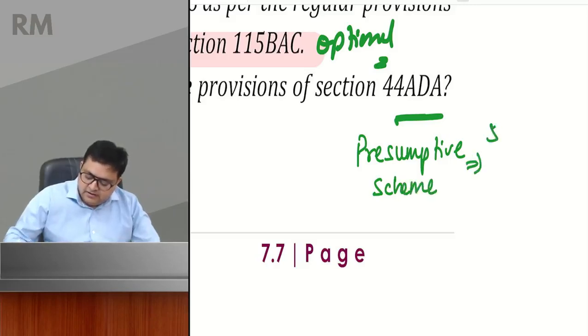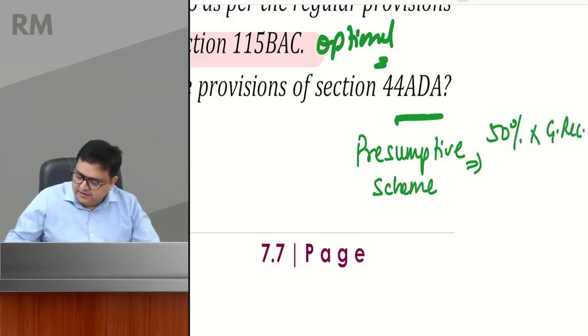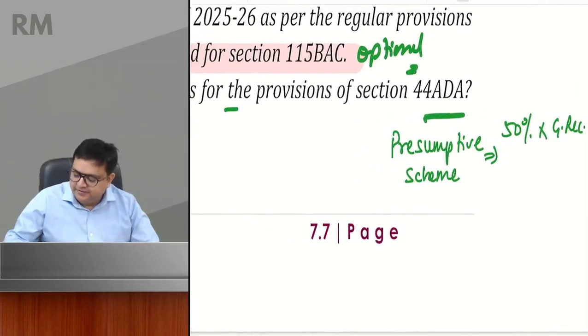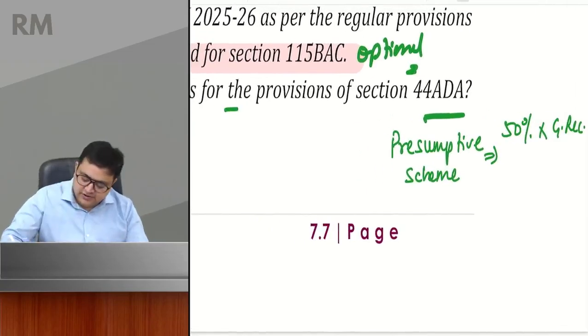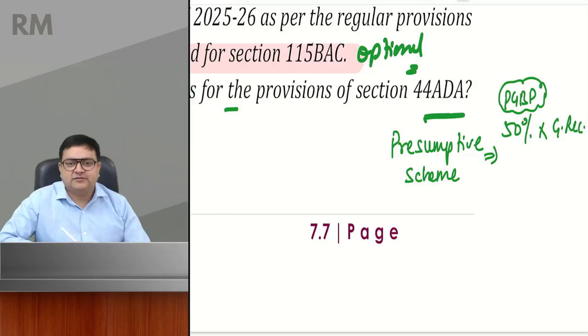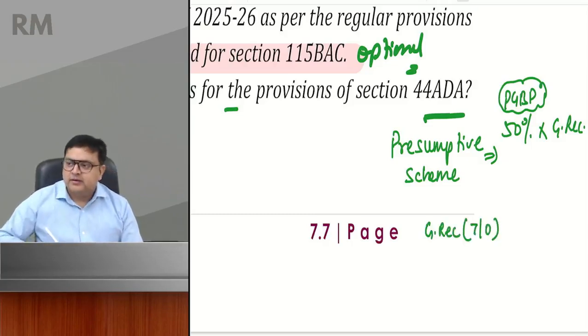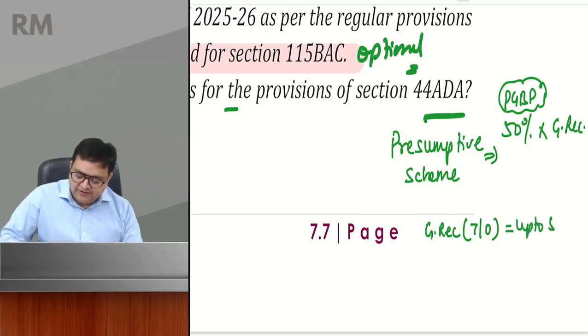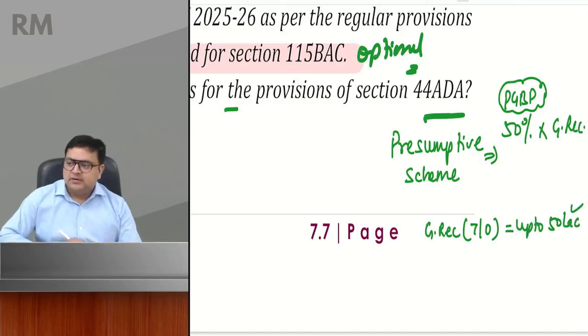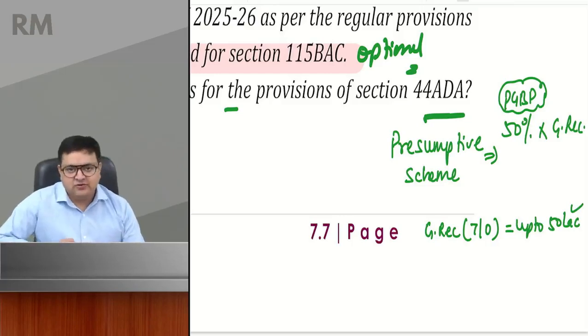where we take 50% of your gross receipts as your PGBP income. Your presumptive PGBP becomes 50% of your gross receipts, provided your total gross receipts, which is nothing but turnover, is up to 50 lakh. If your gross receipts are up to 50 lakh, then it is allowed. If it is more than 50 lakh, then it is not allowed.